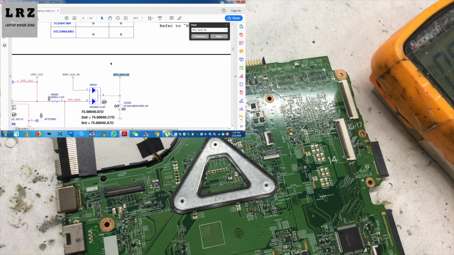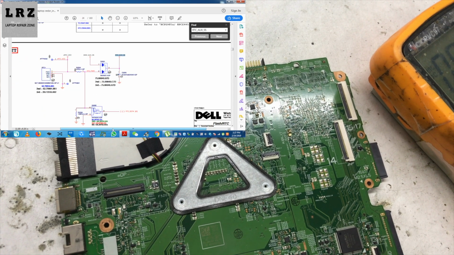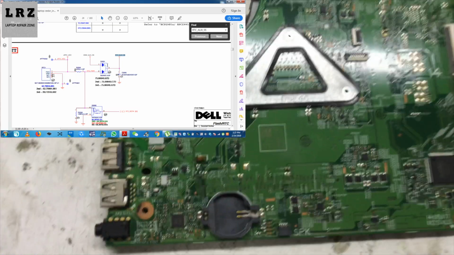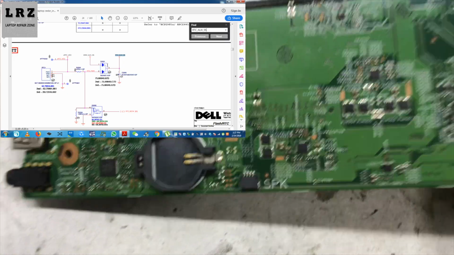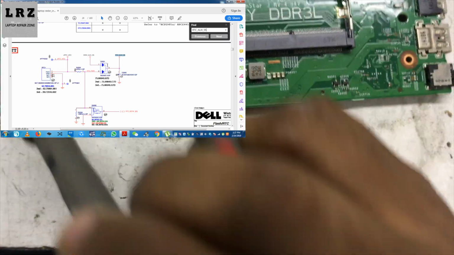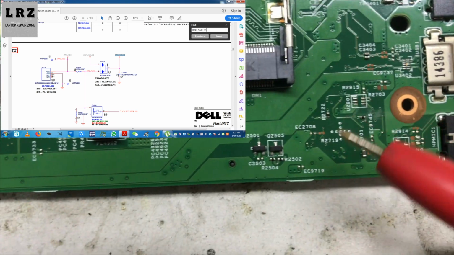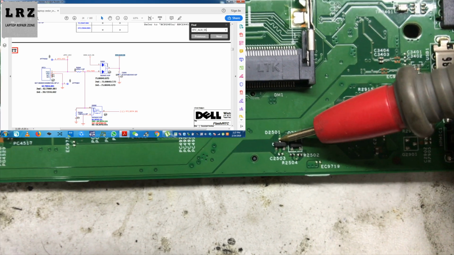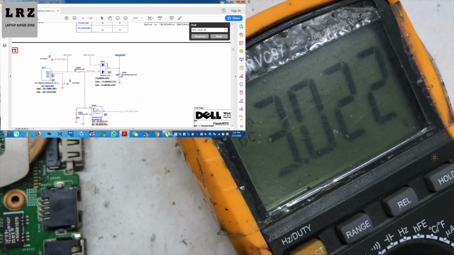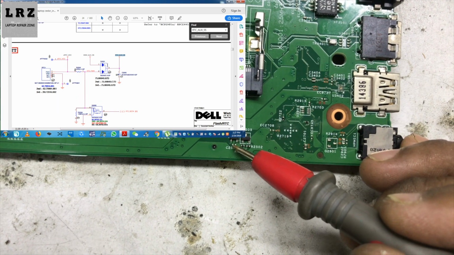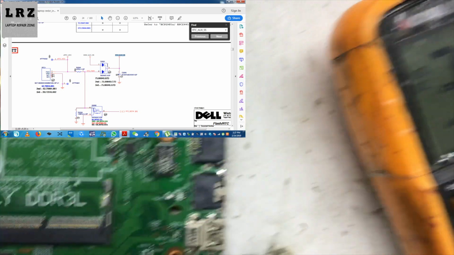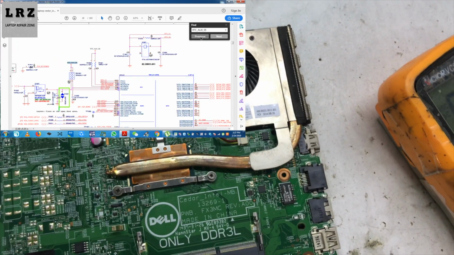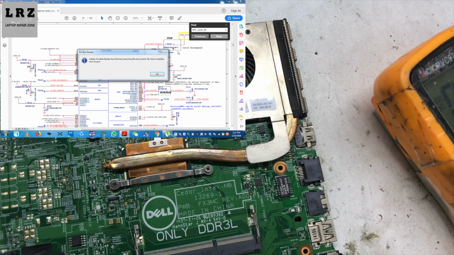Okay, as you can see, D2501. So we need to find D2501 location on motherboard. Okay, here, D2501. So let's check. Okay, 3 volt RTC S5 is present. Here also 3.3 volt S5 is present. So let's go back to power on sequence again and check what is next.